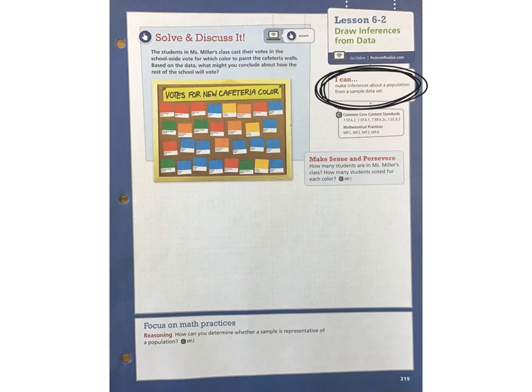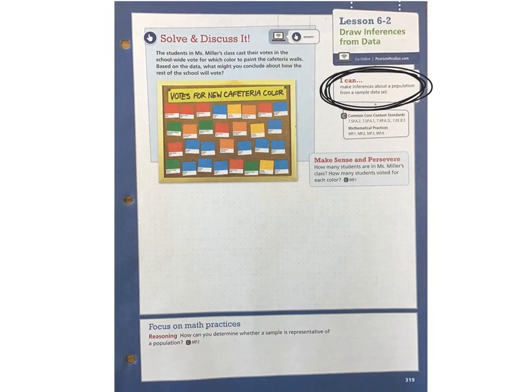The students in Miss Miller's class cast their votes in the school-wide vote for which color to paint the cafeteria walls. Based on the data, what might you conclude about how the rest of the school will vote? So look at the votes for the cafeteria color, and remember that these votes just come from Miss Miller's class. See if you can make any assumptions or inferences about how you think the rest of the school might vote if their votes went the same direction as the votes in Miss Miller's class.